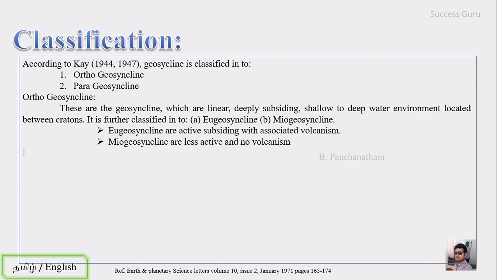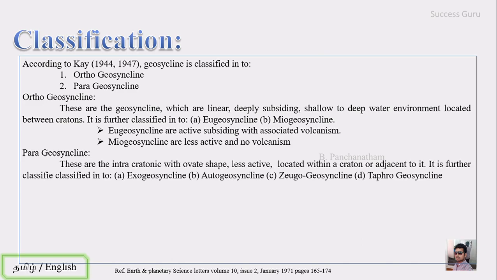Okay. And the second category is parageosyncline, and these are the intracratons with ovate shape, less active, located within a craton or adjacent to it. It is further classified into exogeosyncline, autogeosyncline, zeugogeosyncline, and tephrogeosyncline. So inside a craton you will find some geosynclines, and it has been classified into four. Let us see one after the other.